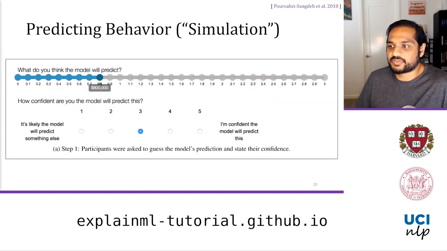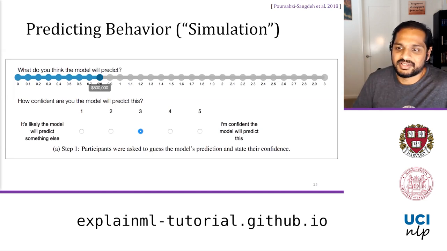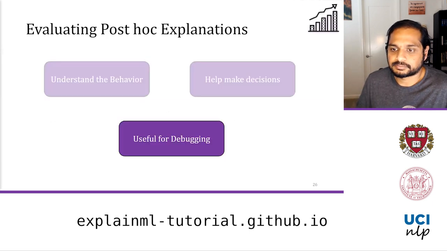Here's an example of how it was used, where this is sort of what the UI looks like. This is a regression problem. So what do you think the model will predict? You give them, they have to make a guess. And then they also have to talk about how confident they are. And both of those things are incorporated in the evaluation.